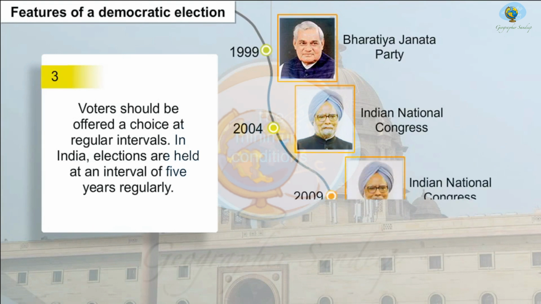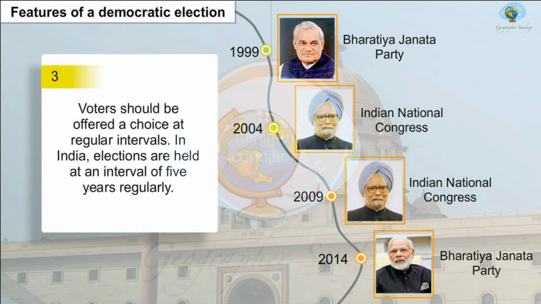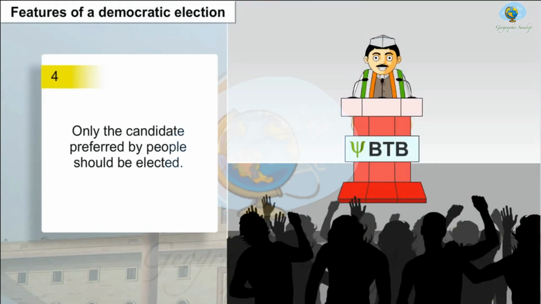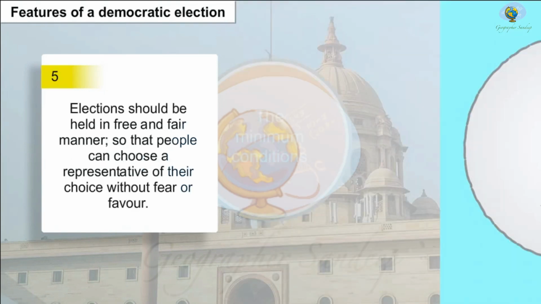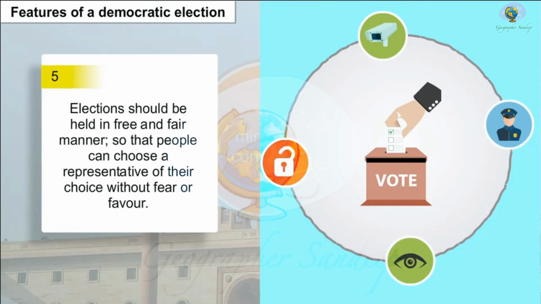In India, elections are held at an interval of 5 years regularly. 4. Only the candidate preferred by people should be elected. 5. Elections should be held in a free and fair manner so that people can choose a representative of their choice without fear or favor.